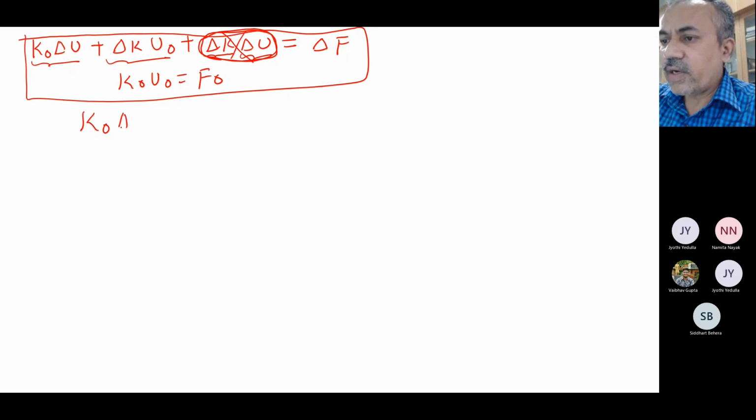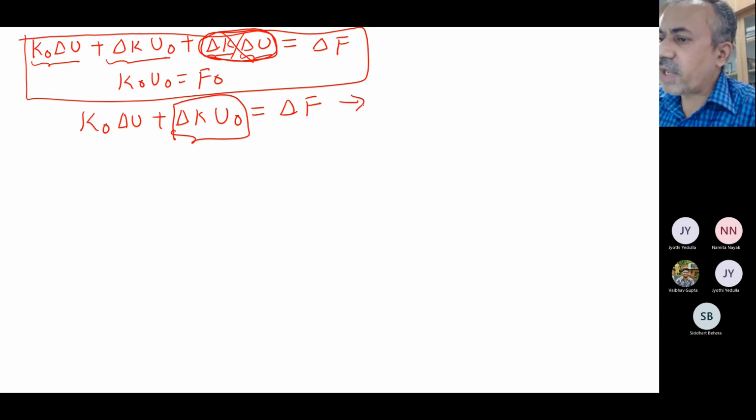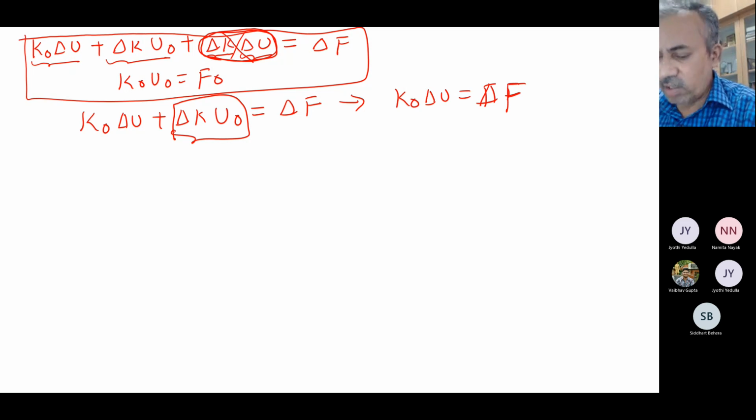So K naught into delta U plus delta K into U naught is equal to delta F itself. This is how we write our expressions. But in many problems, they ignore this one also. If you want, you can include that term also, but you can verify. So this also we sometimes ignore, and sometimes you see it written as the delta of F itself. So the equations we write like this.